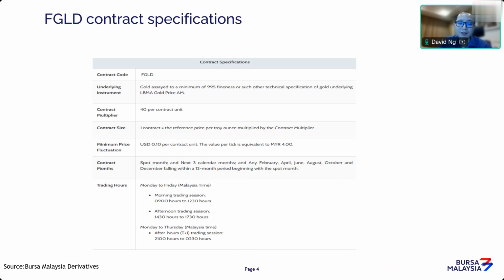So I think it's a good contract to start off with, and the contract size is very small. So it gives you opportunity and exposure if you intend to trade the gold market. Keep in mind that every tick movement and tick value is fixed at 4 ringgit. So there's no currency risk between the USD and the ringgit because it's fixed at 4 ringgit per USD tick value.